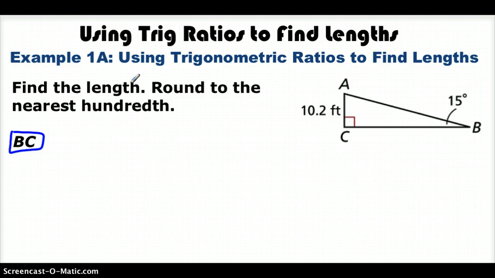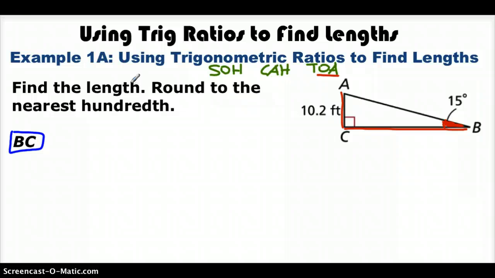We know this angle B right here is 15 degrees. They give us the opposite side, they give us that length, and we want to know the adjacent side. So when we look back up at, I'm just going to write SOHCAHTOA. When we look at SOHCAHTOA, which one gives us the opposite side and the adjacent side? Well, opposite and adjacent is right here, so it looks like we're going to use tangent.